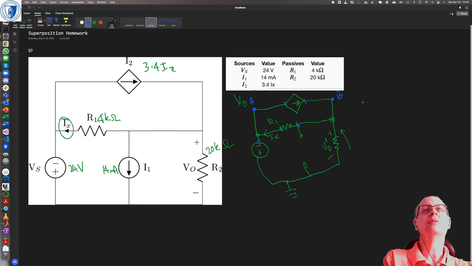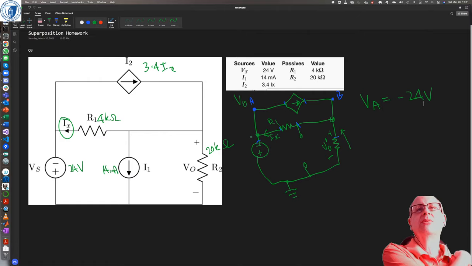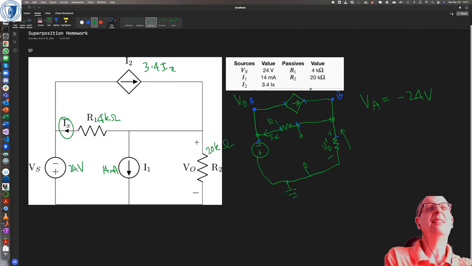Okay, so as I said, the VA we know already is minus 24 volts, because the plus side of the voltage source is connected to ground, and then we drop 24 volts, so that takes it down to minus 24 volts. So that's at A.